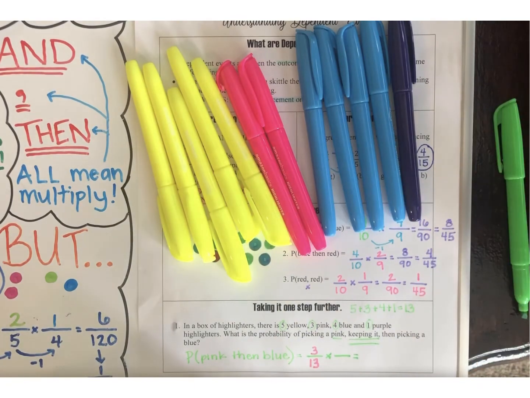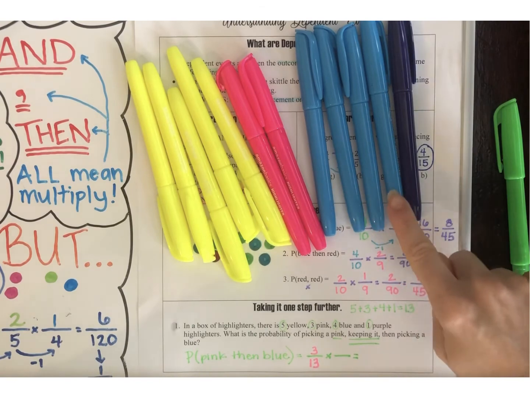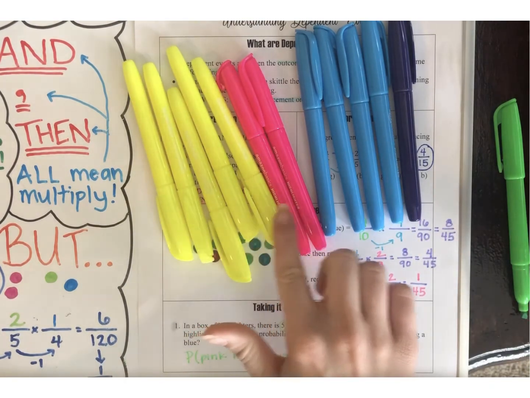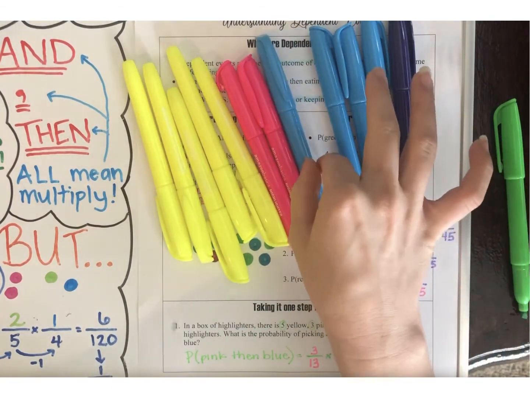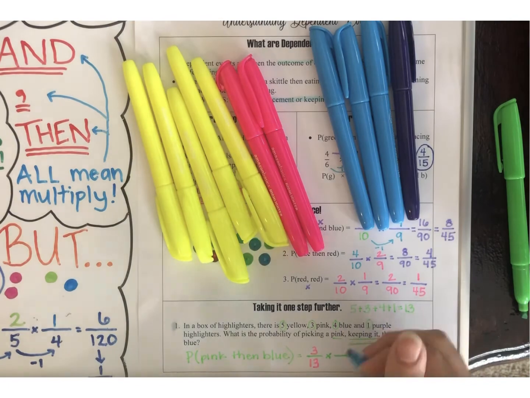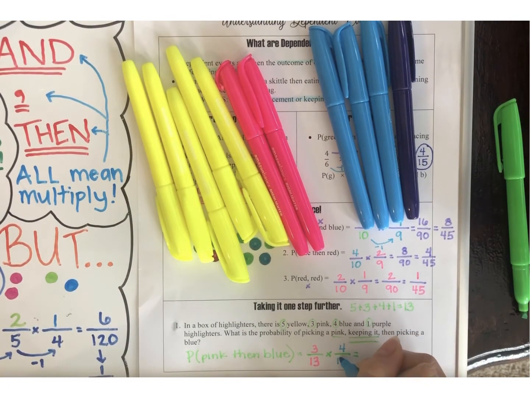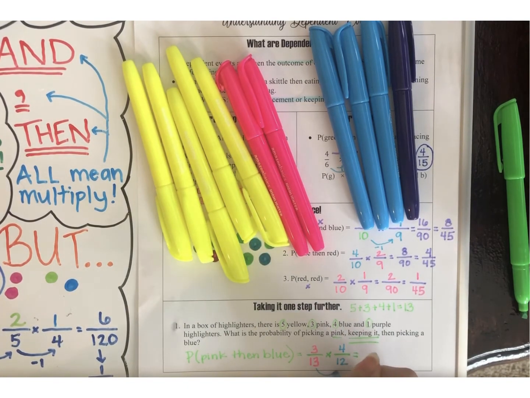Now, what is our probability of getting a blue? As we can see, there's 1, 2, 3, 4 blue out of a total of 1, 2, 3, 4, 5, 6, 7, 8, 9, 10, 11, 12 markers. So our probability of blue was 4 out of 12. Again, we can see that our denominator dropped by 1.